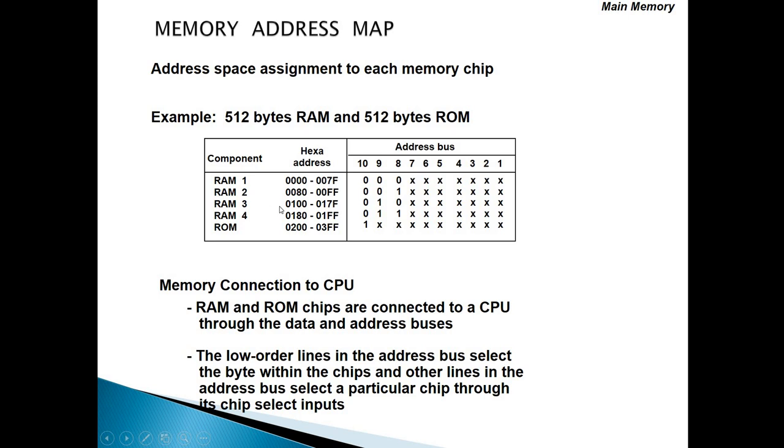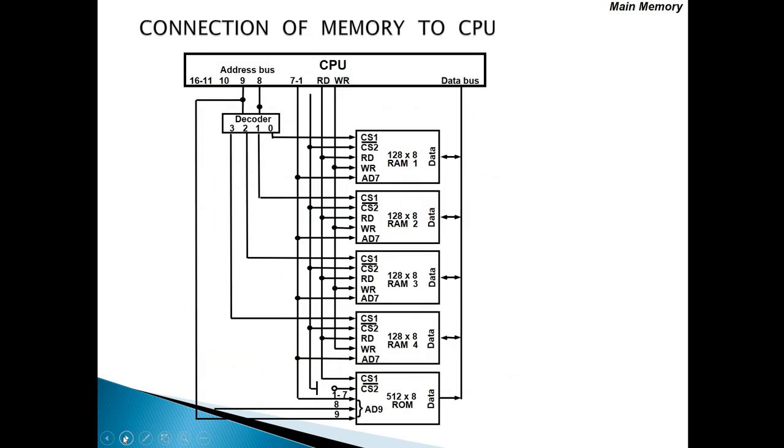This particular table shows the memory address map. It represents the addresses of 4 RAMs and also specifies the address of the ROM. This is the connection between the CPU and memory. The CPU has a 16-bit address in which 1 to 7 address bits are used to identify the RAM and 8 and 7 address bits are used to identify the ROM. In addition to that, the CPU has read and write signals and also a data bus through which the CPU can communicate with the RAM as well as with the ROM.